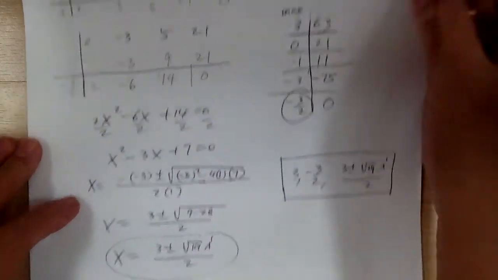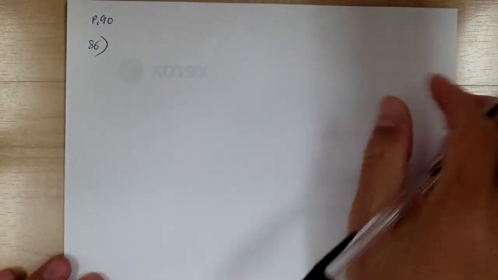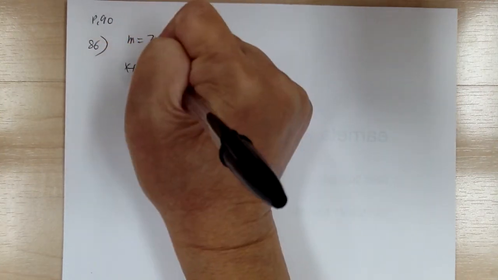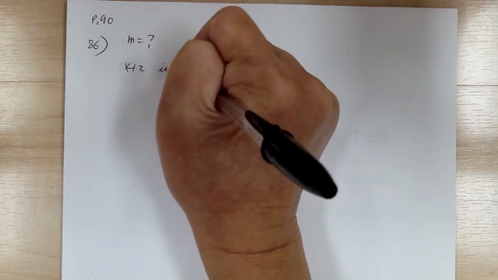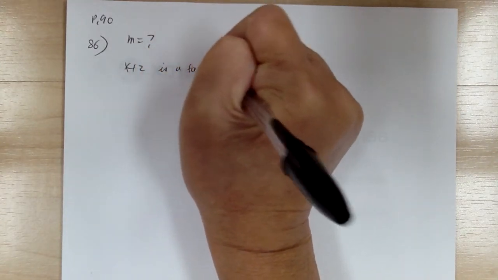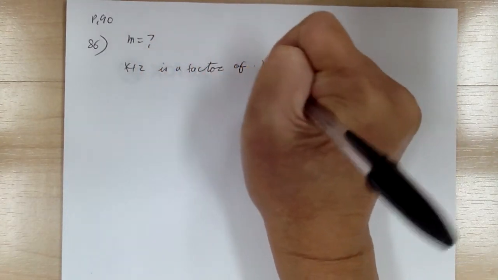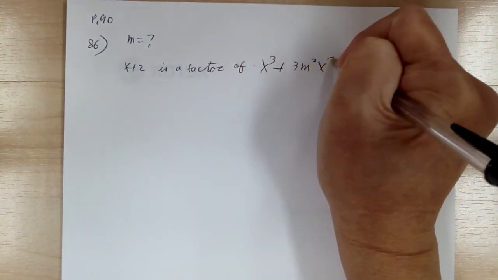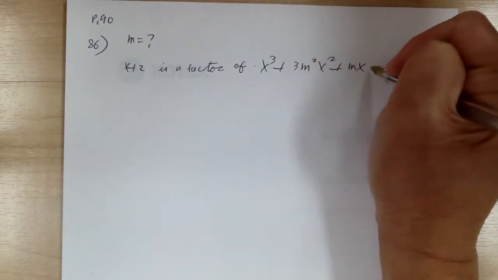Okay, let's go to the next one. It says find all the values of m for which x plus 2 is a factor of x cubed plus 3m squared x squared plus mx plus 4.